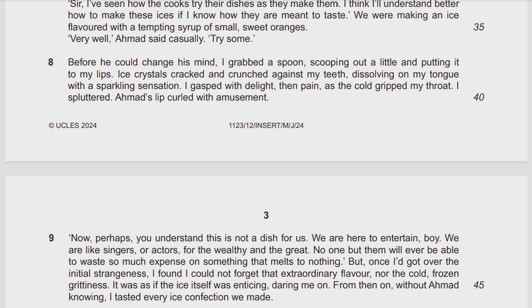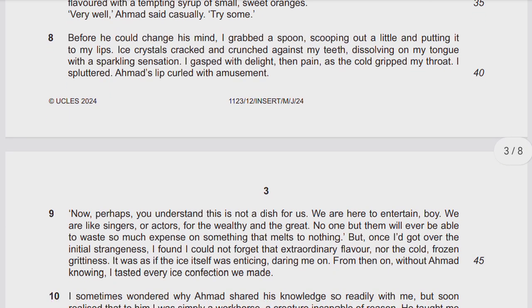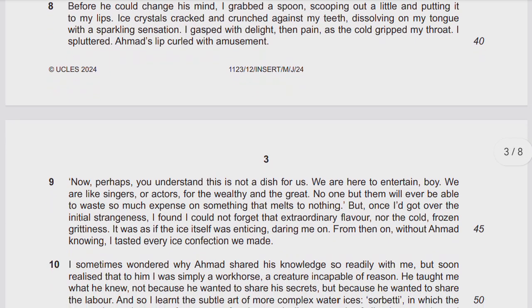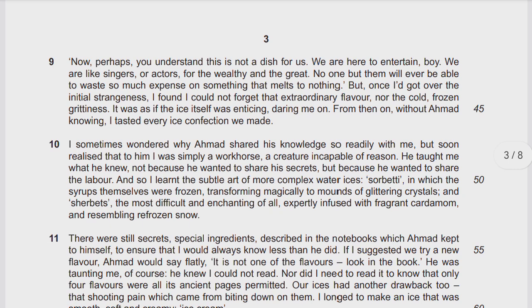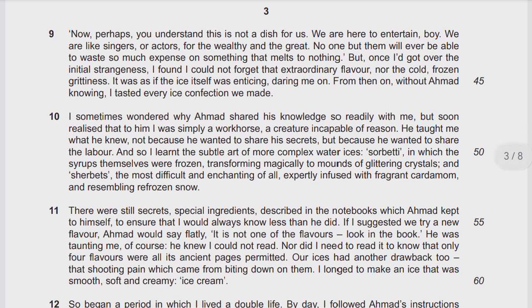Before he could change his mind, I grabbed a spoon, scooping out a little and putting it to my lips. Ice crystals cracked and crunched against my teeth, dissolving on my tongue with a sparkling sensation. I gasped with delight, then pain, as the cold gripped my throat. "I..." I spluttered. Ahmed's lips curled with amusement. "Now perhaps you understand this is not a dish for us. We are here to entertain, boy. We are like singers or actors for the wealthy and the great. No one but them will ever be able to waste so much expense in something that melts to nothing."